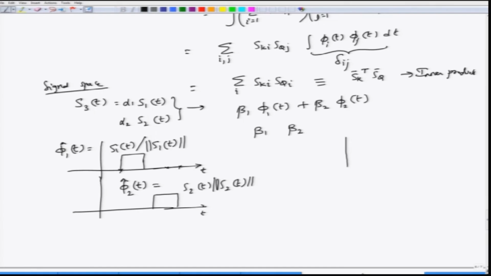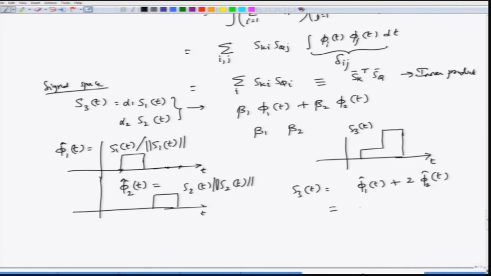From these two basis functions I can write down this vector. I can represent the signal S3 of t as, say, 1 unit of phi 1 of t plus 2 units of phi 2 of t, for example. I can write S3 of t as 1 unit of phi 1 hat of t and 2 units of phi 2 hat of t, or equivalently I can simply give coordinates 1 and 2.